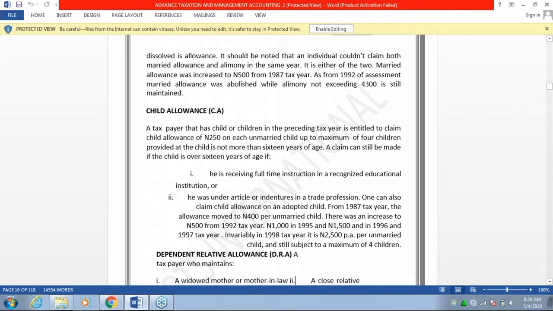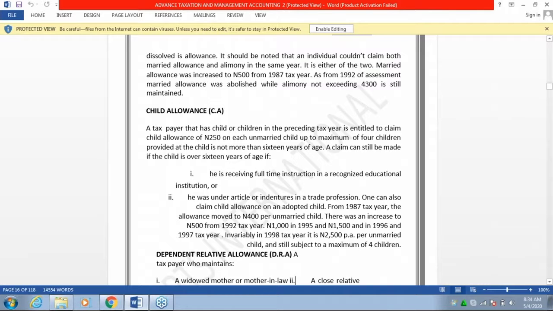And a claim can still be made if the child is over 16 years of age, provided that he is receiving full-time instruction in a recognized educational institution, or under articles or indentures in the trade professions. One can also claim child allowance on an adopted child. When we talk of an adopted child, that is a child that does not belong to you, but you are taking care of him or her.